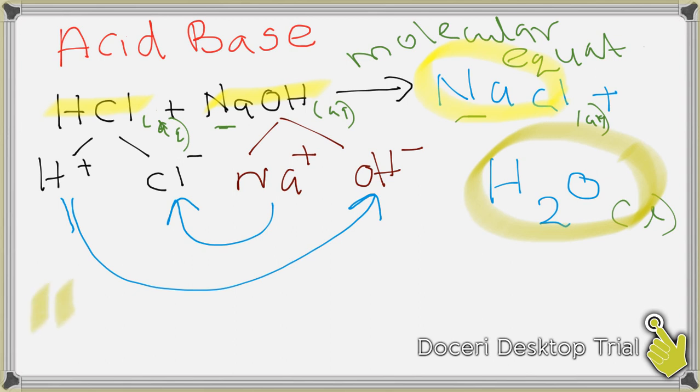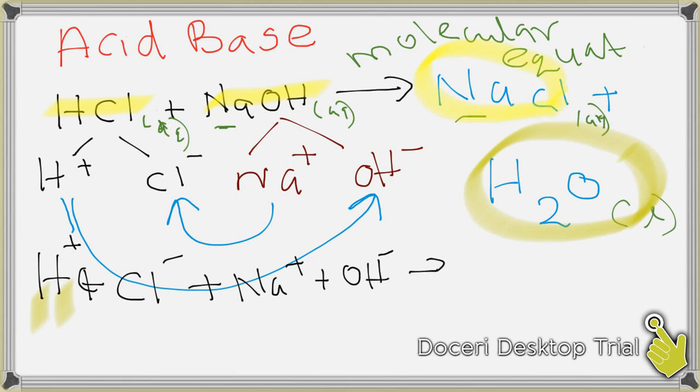So if I separate into ions, I can write: H plus, Cl minus, plus Na plus, plus OH minus, give me Na plus, Cl minus, plus H2O. You don't separate water because it's a liquid. If it is solid, liquid, or gas, you don't dissociate. And this is what you call the complete ionic equation.